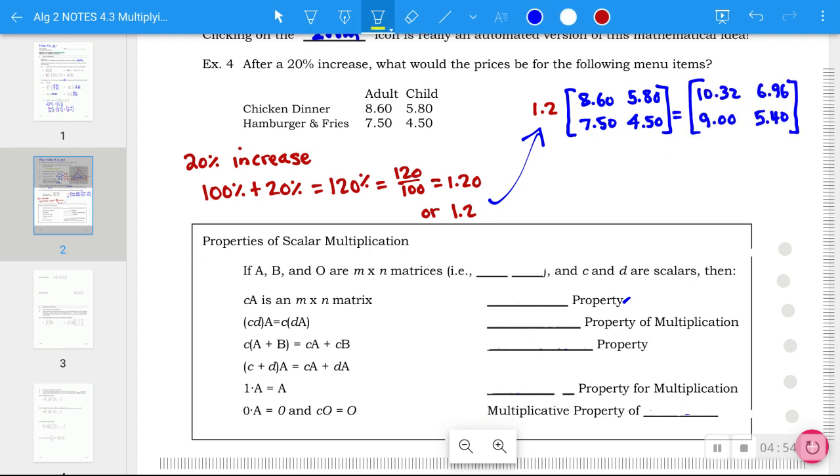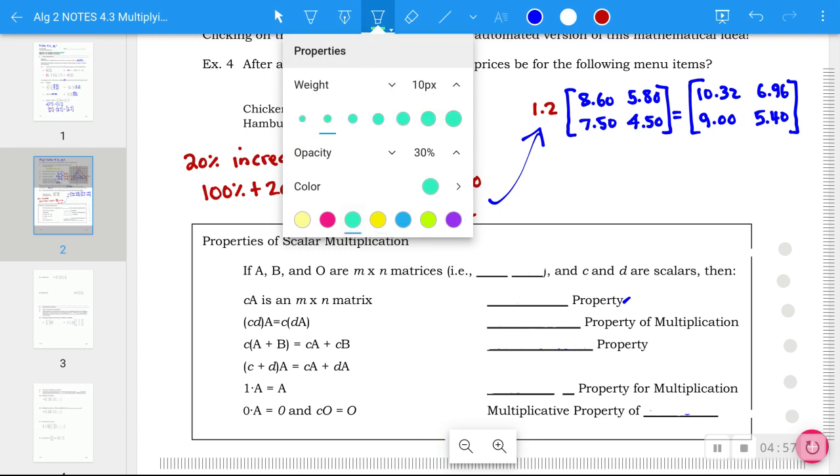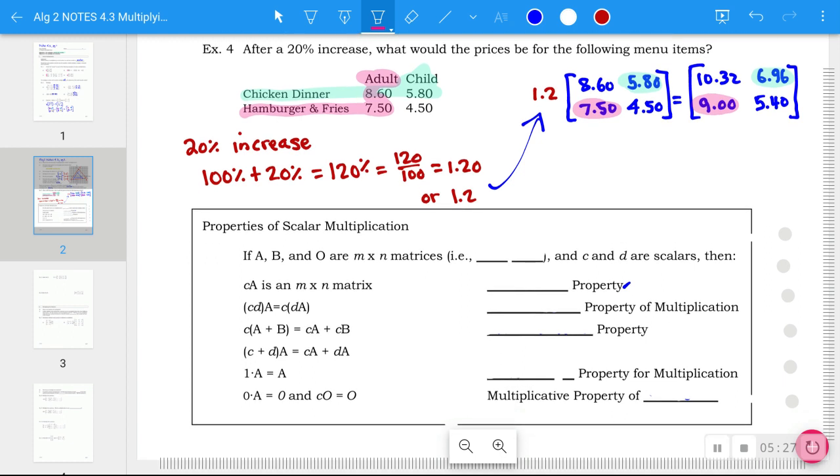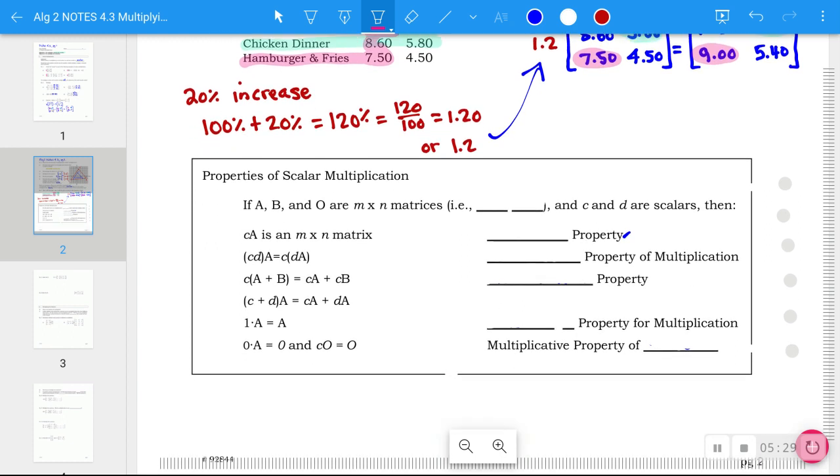And then just so you understand the interpretation of this, the old price for a chicken dinner for a child was $5.80. It has gone up to $6.96. I'll give one more example of how to interpret this. The hamburger and fry price for an adult used to be $7.50, and it now has gone up to $9. So you can see the prices have increased in each case by 20% being added on.